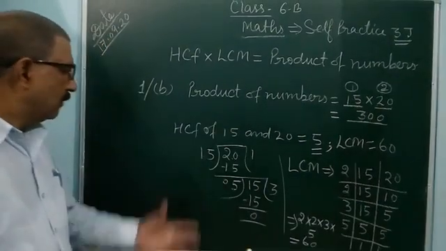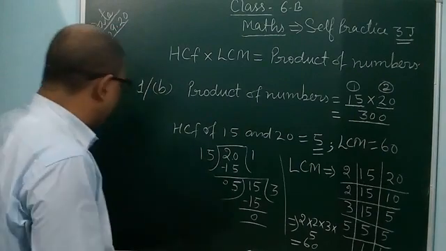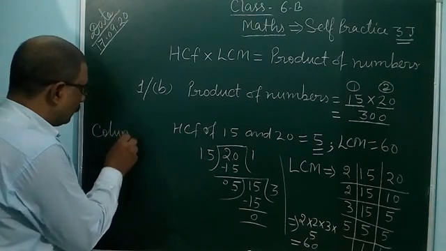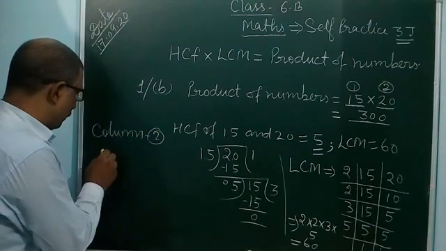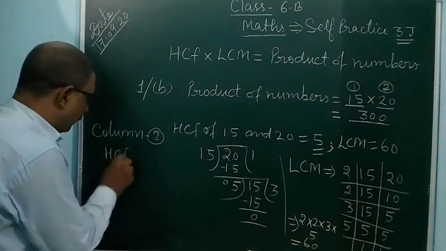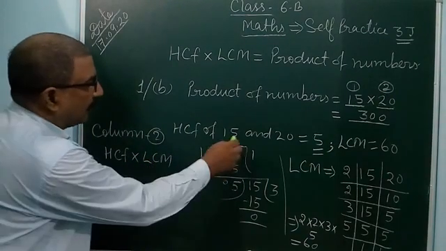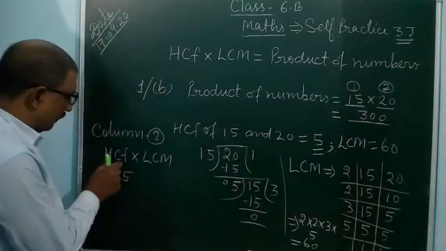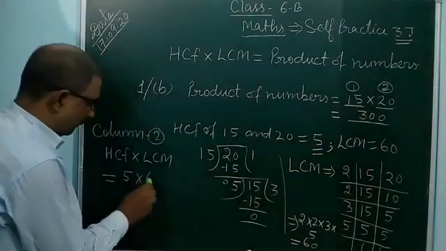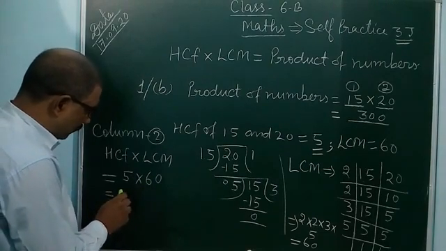After that, it is given in column 2: the product of HCF and LCM. So you can fill in column 2 the product of LCM and HCF, meaning HCF multiplied by LCM. You can take HCF as 5 here. In the place of HCF you write 5, multiplied by, in the place of LCM you write 60. After that, the answer is 300.